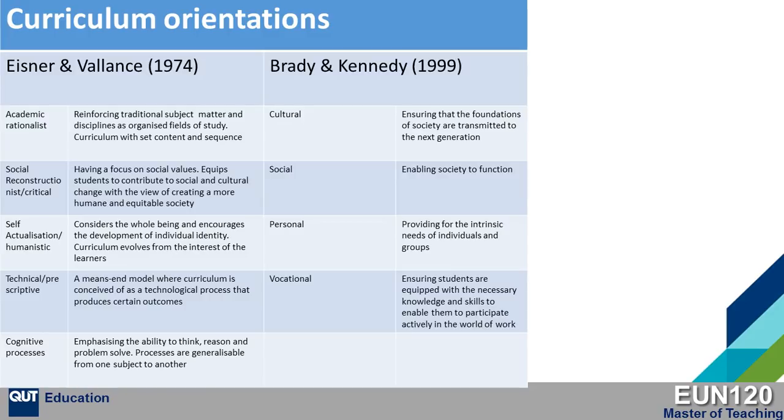Academic rationalists, so reinforcing traditional subject matter and disciplines as organised fields of study. Curriculum with set content and sequence. Is that what the Australian curriculum is like? Social reconstructionist or critical. This has a focus on social values. It equips students to contribute to social and cultural change with the view of creating a more humane and equitable society. Is there anything in your curriculum document that alludes to that way of thinking?